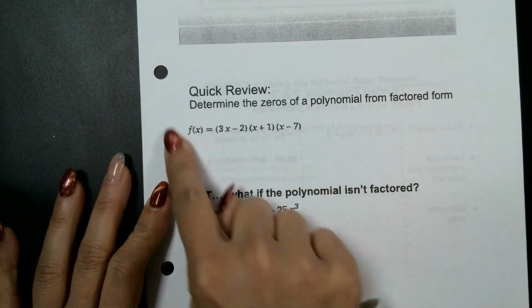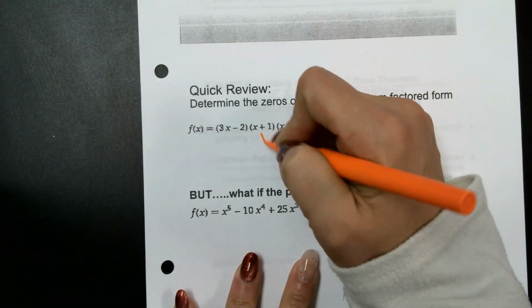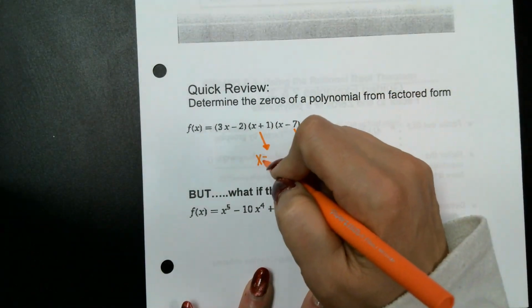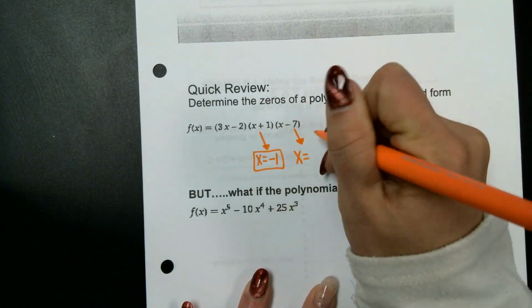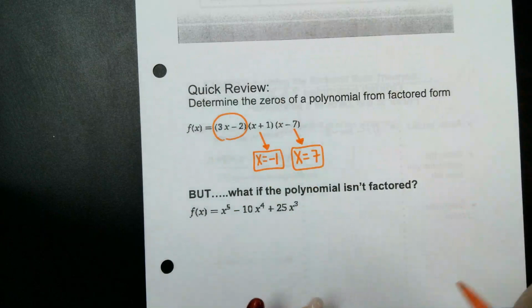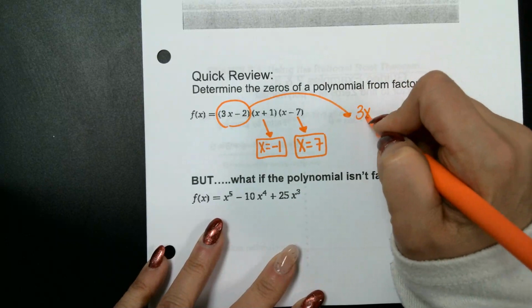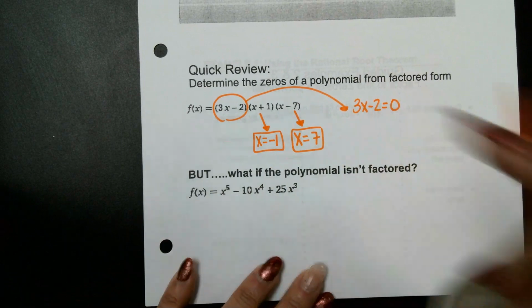This example right here, they've already factored it for us. So that makes this one way too simple, but this is just a review. Most of you could go ahead and tell me what these 2 answers would be. This one would be x equals what? Negative 1. This one here would be x equals positive 7. This one right here is the only one we'll probably have to show work for because it's a 2-step. We would take the 3x minus 2, set it equal to 0, and then solve that. So how do I solve that?